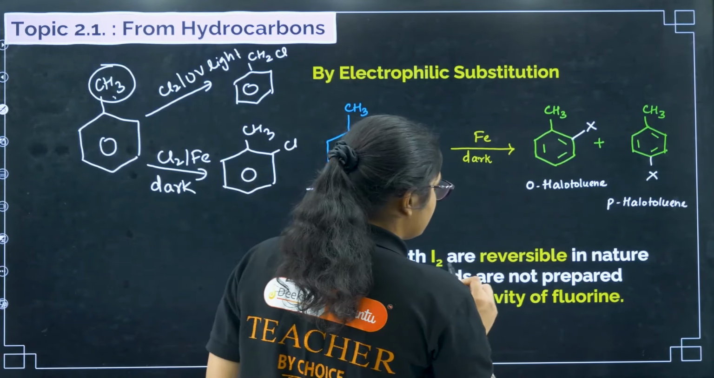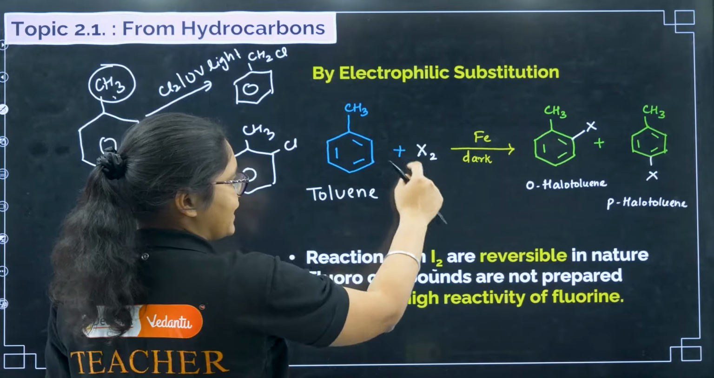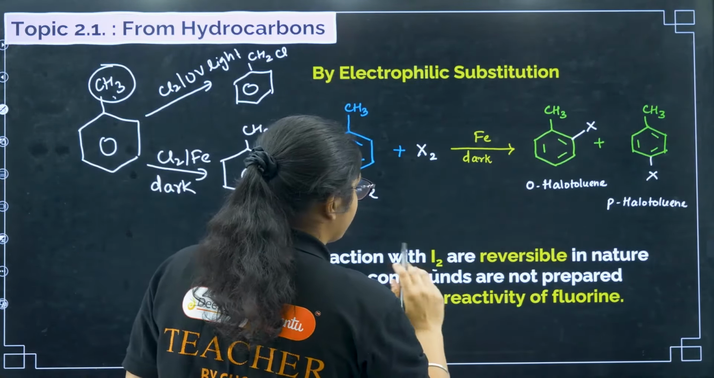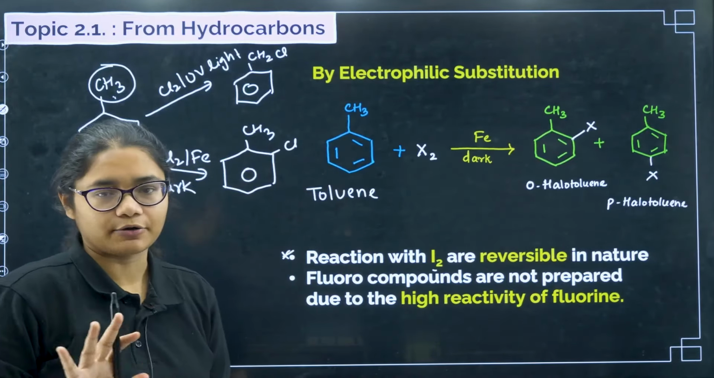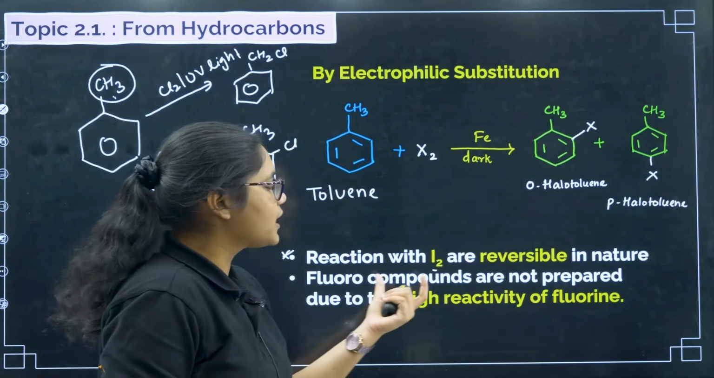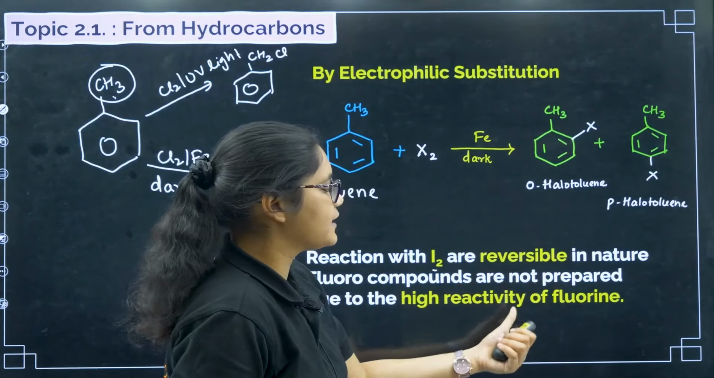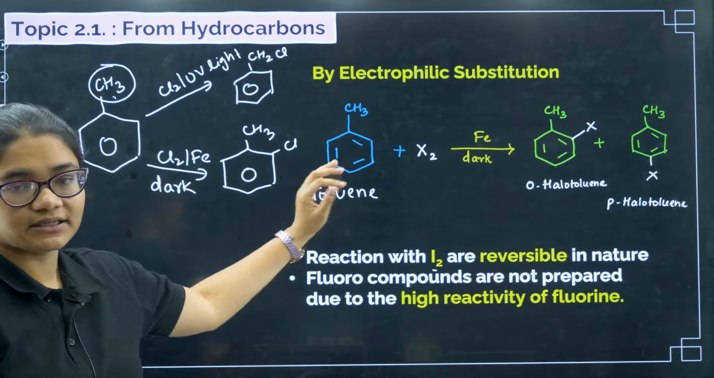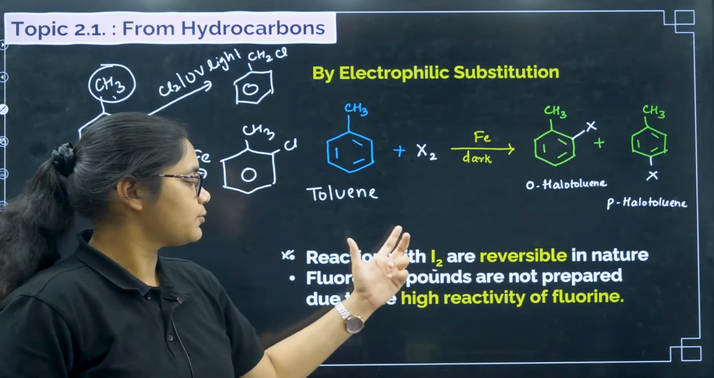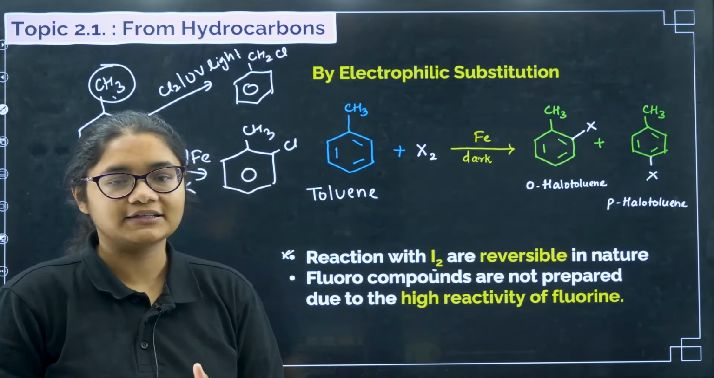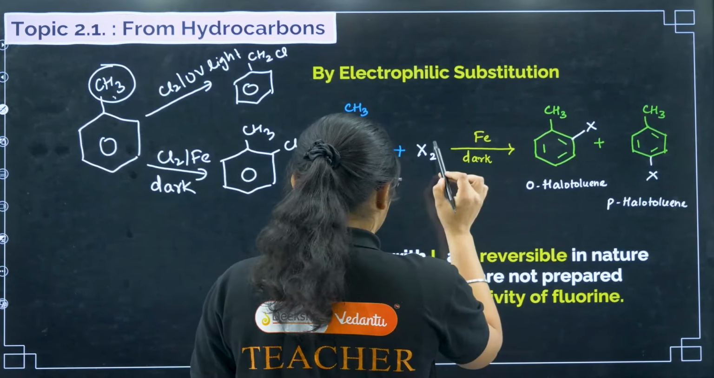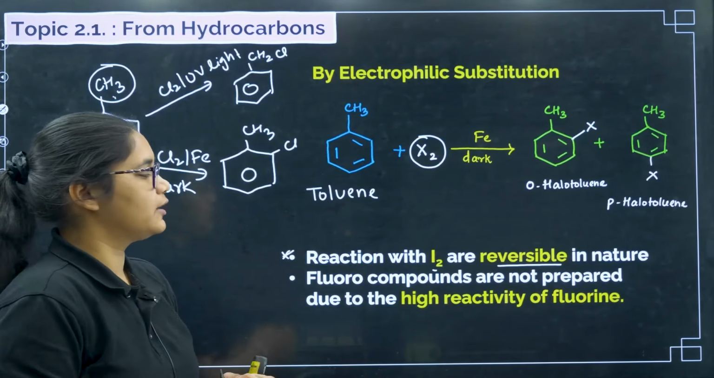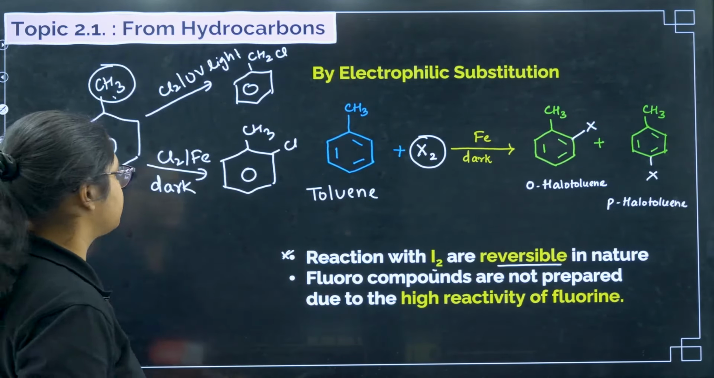Next, reactions with I2 are reversible in nature. So if I just do the reaction with I2, the reaction will reverse. That is why we cannot prepare iodobenzene with this method, and fluoro compounds are not prepared due to the higher reactivity of fluorine. So two questions can be asked here. Why can't fluoroarenes be prepared by this method? Because of their higher reactivity. And what's the problem with iodobenzene? The reaction with I2 is reversible in nature, so that is why we cannot do this reaction. So two questions can be answered from here.